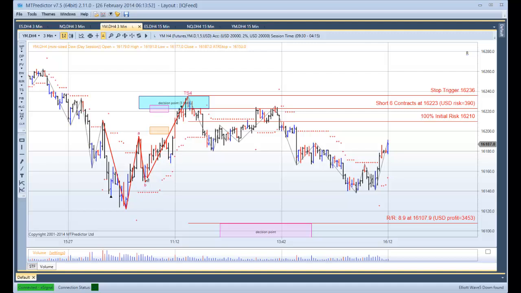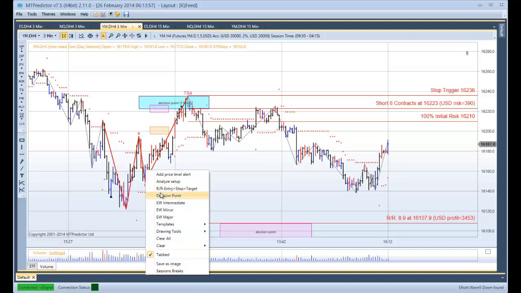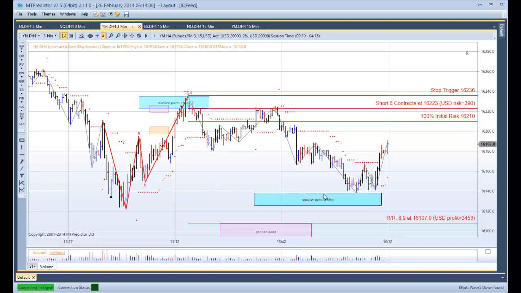Just as we did with the NQ, we come down to the wave B low. We place the DP off here, and this gave us an area of where the market was likely to make a minor reversal. And as you can see, that caught that low absolutely beautifully, and on the YM, that would have been a potential 6R profit.